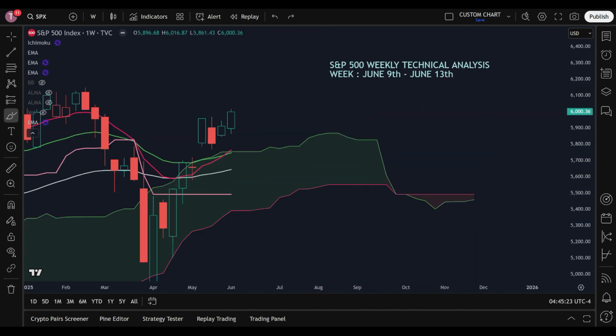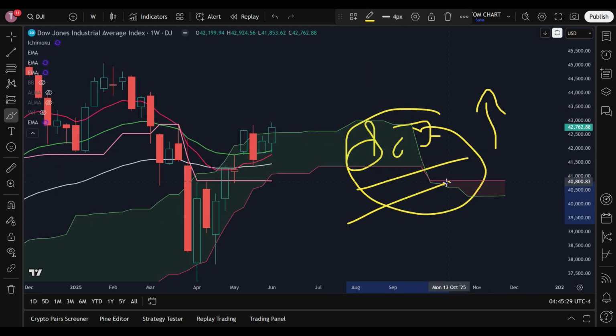Now, what we have seen here is that the S&P 500 is 100% bullish. Okay, Dow Jones is only 80% bullish. So, does that mean that there will be a problem or there is a problem? As of now, no.